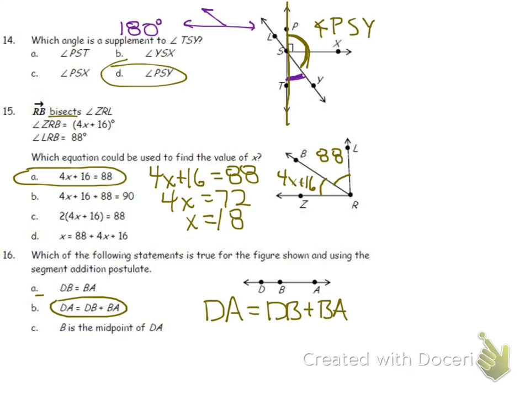Now, answer A and answer C are related to each other. If DB was equal to BA, it would be a midpoint, or B would be a midpoint. If B was a midpoint, then they'd be equal to each other. So if the problem was different, we'd be dealing with those two, and it'd be a midpoint type problem. But in this case, it's segment addition, and we'd go with answer B.